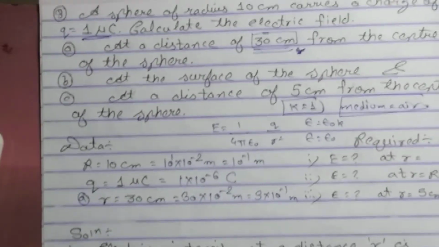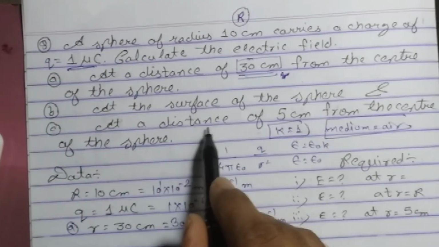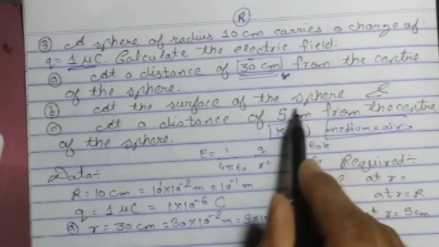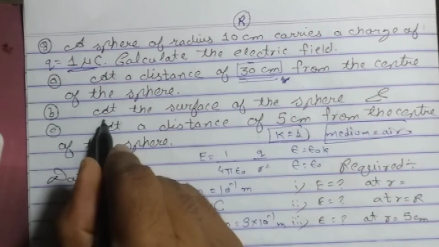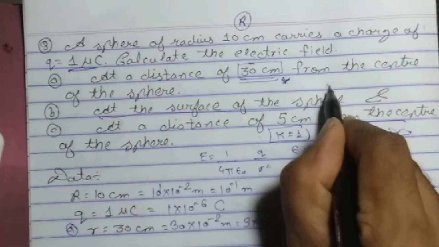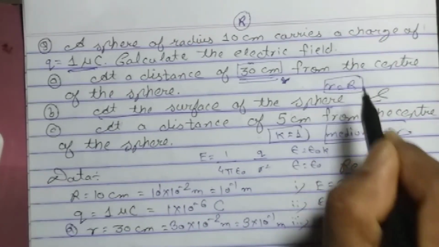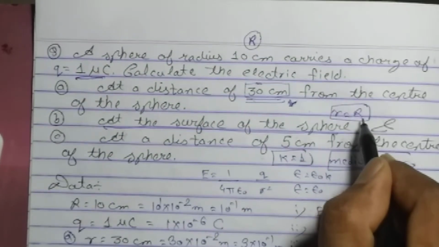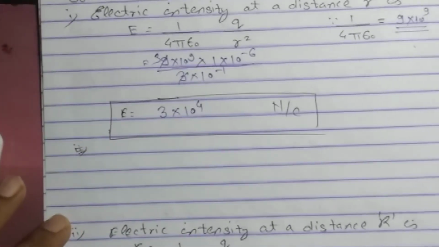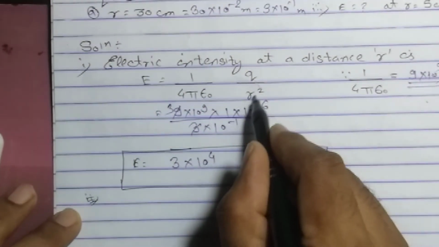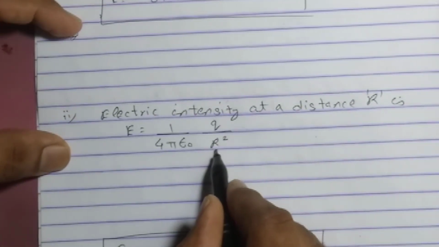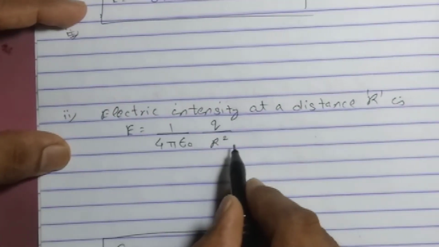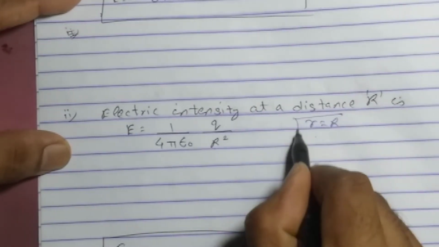Okay, students, let us continue with the same thing. We have to find the second thing. What do we have to find second, students? At the surface of the sphere. Students, at the surface of the sphere means what? From the given data, small r equals what? Capital R. Okay, students, so next step, I will replace in the particular formula small r by capital R. So here, instead of small r, I have written capital R.